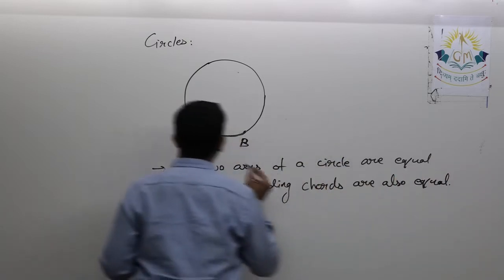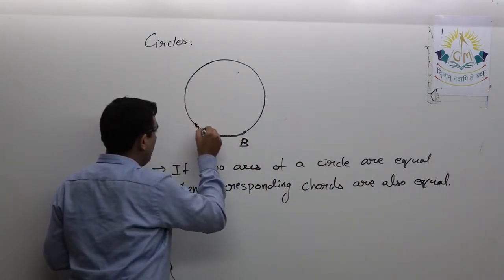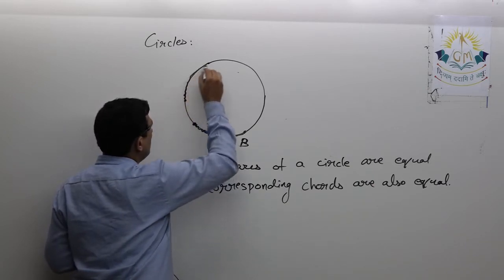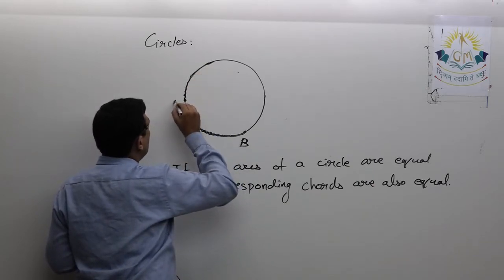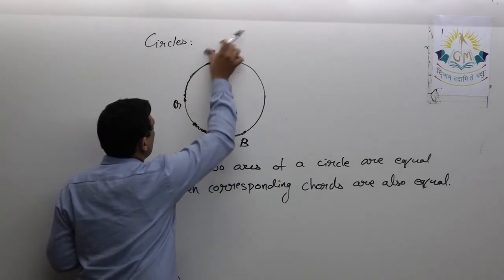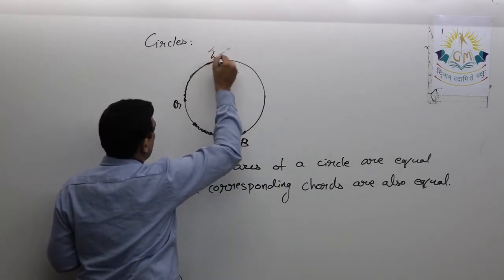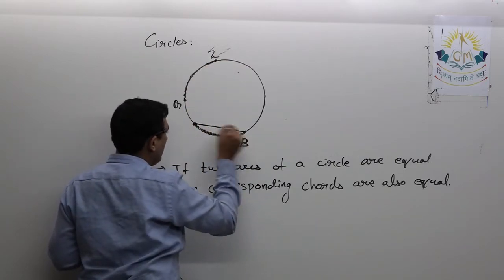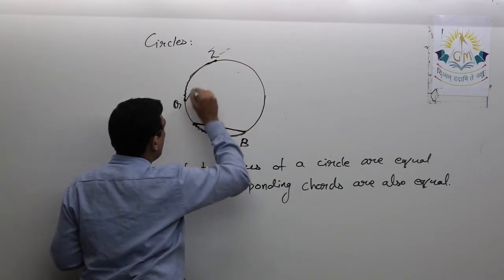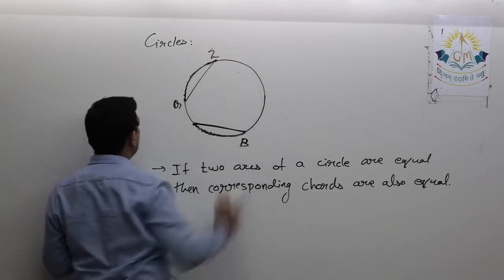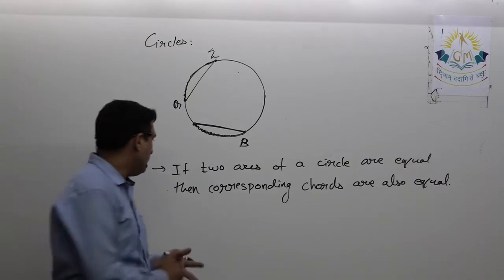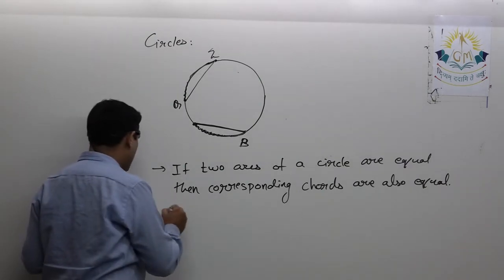Corresponding chords are also equal. For example, if I say this is the chord AB, which is equal to this chord CD, whatever you say, the name doesn't matter. If these two arcs are equal, then the corresponding chords will also be equal. If two arcs are equal, then corresponding chords are also equal. This is, we can say, an axiom actually.